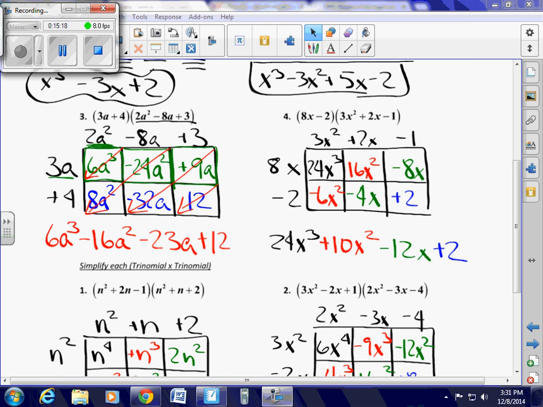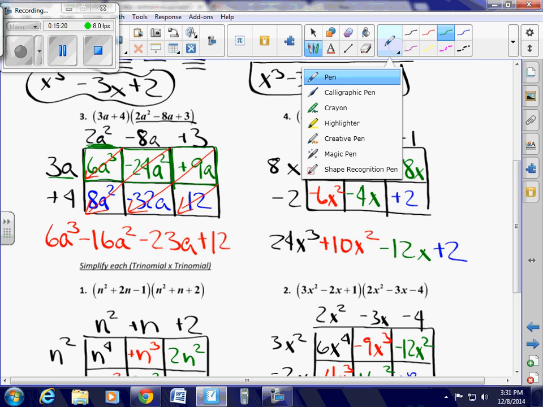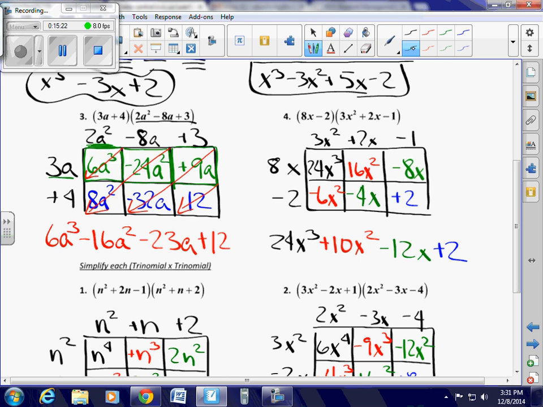All right, so let's see what you have. In number 4, I have 3x squared times 8x is 24x to the third. I then went with 16x squared minus 6x squared is 10x squared. Negative 8x minus 4x is negative 12x, and then plus 2.